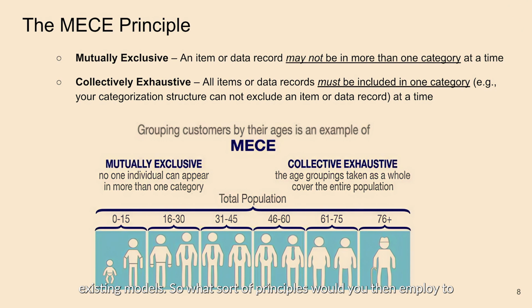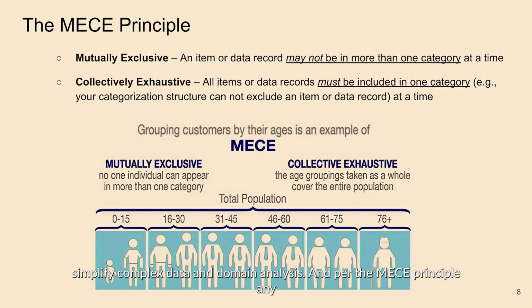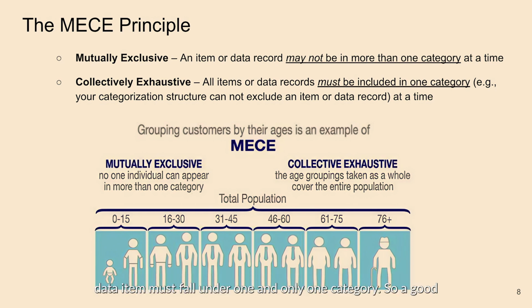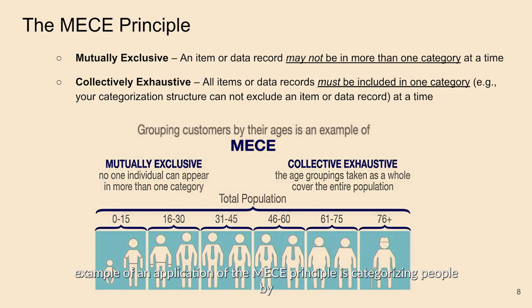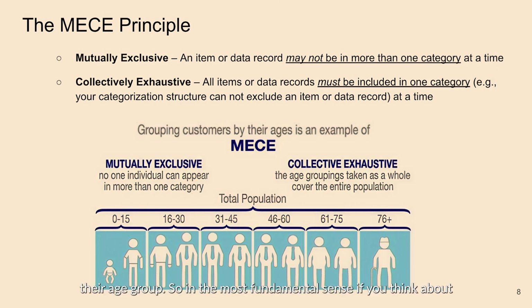So what sort of principles would you employ to conjure up such a model? The MECE principle is a great candidate here. It was developed by Barbara Minto during her time at McKinsey, if you don't know. It's a design principle for categorization that can help simplify complex data and domain analysis. Per the MECE principle, any data item must fall under one and only one category. A good example of an application of the MECE principle is categorizing people by their age group.